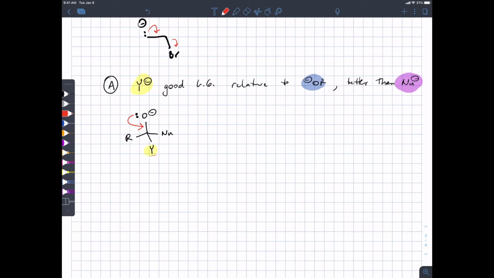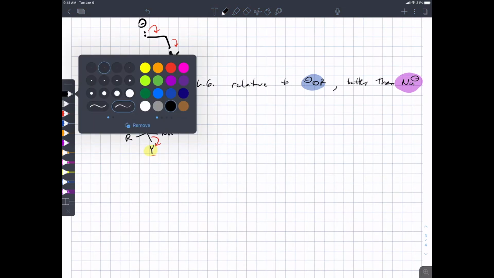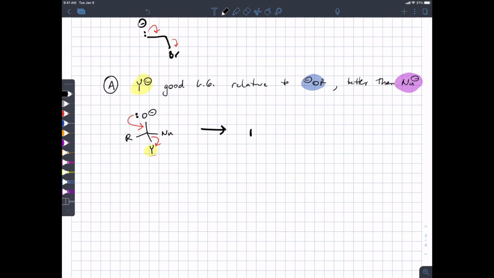Leaving group leaves, and you end up with the following product where the nucleophile is present in place of the Y group. Hopefully this illustrates why we care about how good the Y group is as a leaving group relative to the negatively charged oxygen, right? Because we're basically asking about this equilibrium. Which is better, to have a negatively charged oxygen or to kick the Y group off and have the negative charge on the Y group?